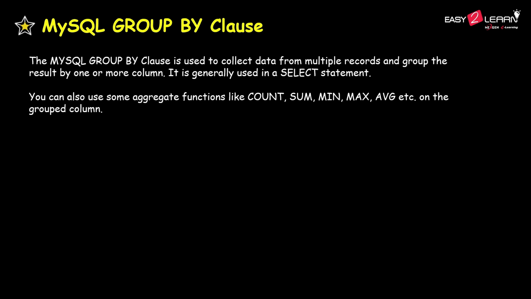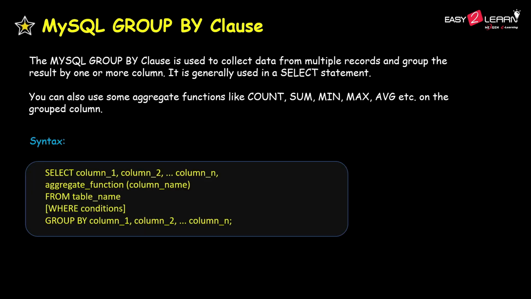You can also use some aggregate functions, like COUNT to count the number of records, SUM to get the sum of the salaries, and the MIN, MAX and AVG functions to find the minimum value, maximum value, and average value on the grouped columns. So let's see the syntax of the GROUP BY clause.